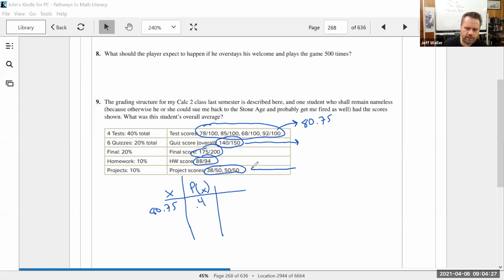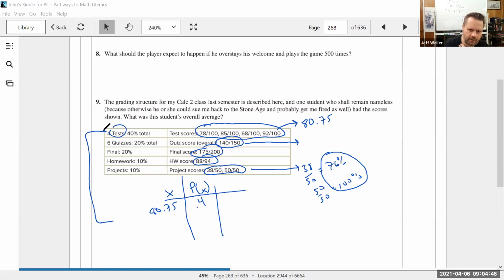Right? So the project, for example, 38 out of 50 is 76%. Is that cool? 50 out of 50 is obviously 100%. And then you average these. So you basically do exactly what we just did for the tests. See, here's the test entry. That's the test average and how much the tests are weighted. Now do the quizzes. They're going to be weighted 20%. What did you get for the quiz grade? You would put that right here.